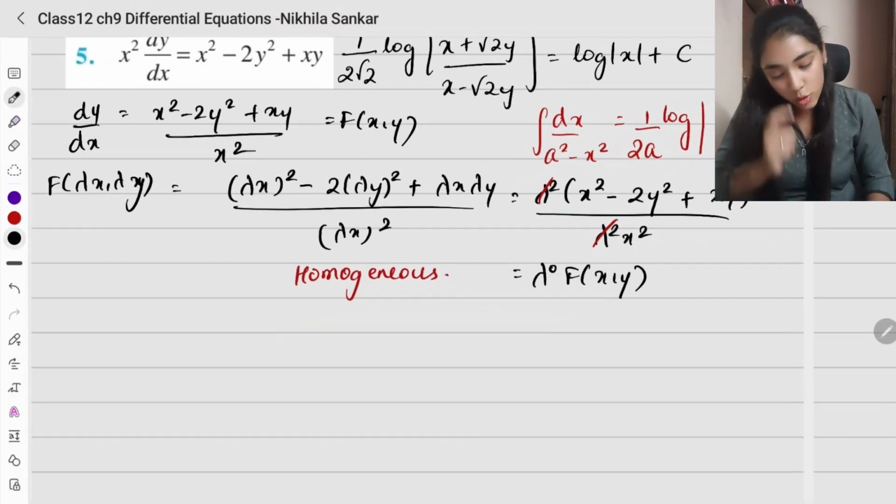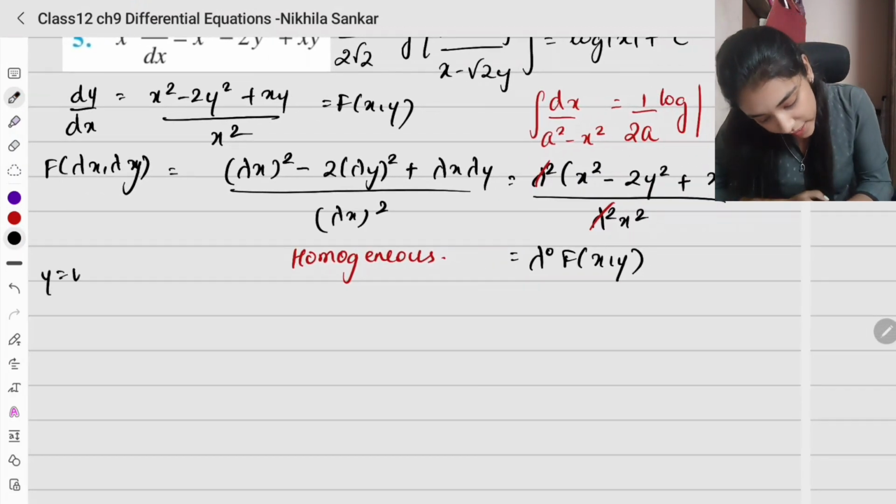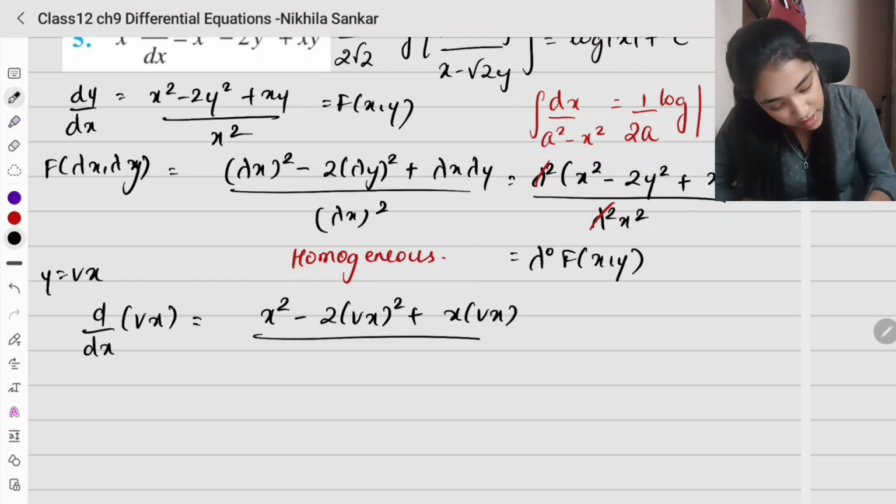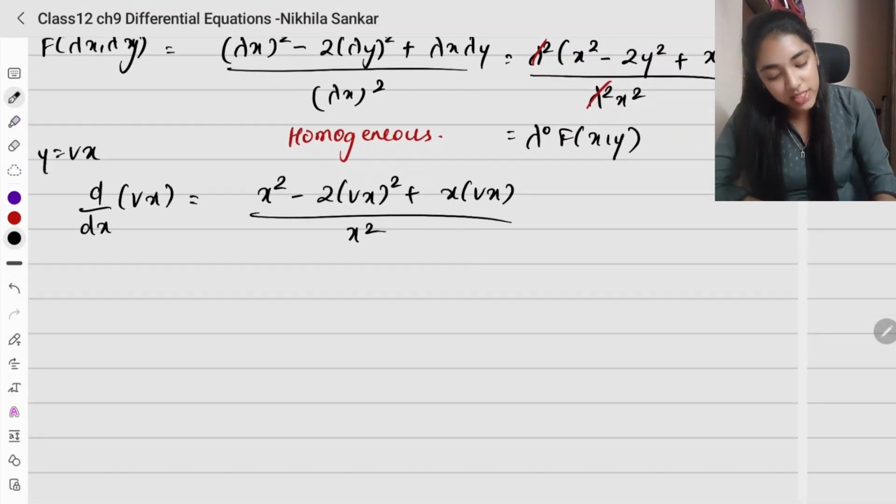இந்த ஃபார்முலா வந்தா it is homogeneous. Okay, next step என்ன? y equals vx போடலாமா? So d by dx of vx equals x square minus 2 times vx the whole square plus x times vx the whole divided by x square. y க்கு மட்டும் தான் substitute பண்றோம்.